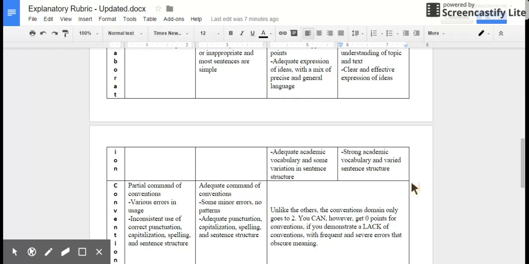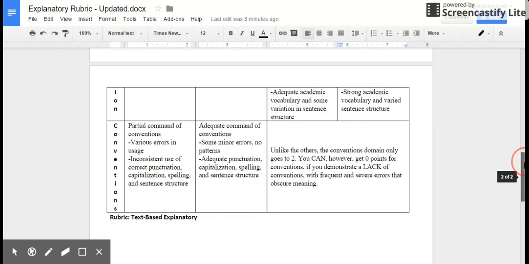Then strong academic vocabulary and varied sentence structure. So it shouldn't sound like see, spot, run. Jane and Jill ran up the hill. It should sound like complex and compound sentences, a mixture of those, having some dependent clauses or multiple independent clauses in a sentence. And we've worked on that this year.